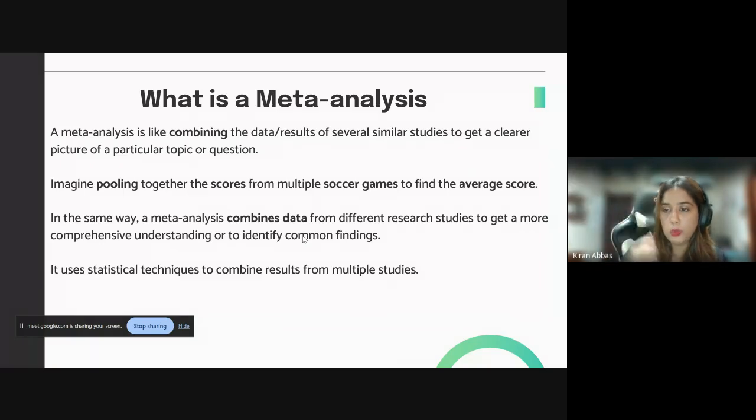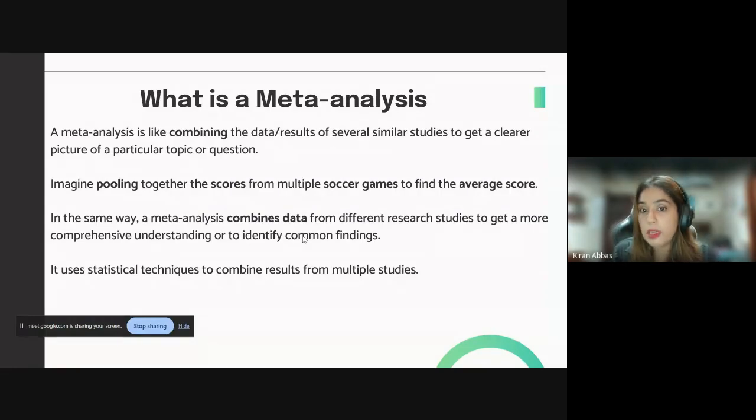What we are trying to do in a systematic review is we are going to use a set of criteria to include certain studies in our systematic review. We are going to answer that question. We are going to summarize everything together to see what the different studies are saying about that question.